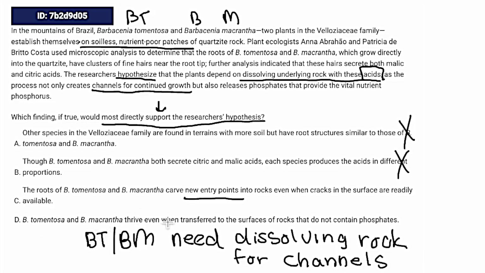BT and BM thrive even when transferred to surfaces of rocks that do not contain phosphates. Well, that's wrong because the whole point of this hypothesis is for these plants to depend on the dissolving rock so that they create the channels for continued roots and release the phosphates. So we kind of need that relationship between the phosphorus, the phosphates, and the plants. So I'm going to go with C. So much easier when I know that I'm really just focusing on this hypothesis and a tiny little bit of this setup up here.